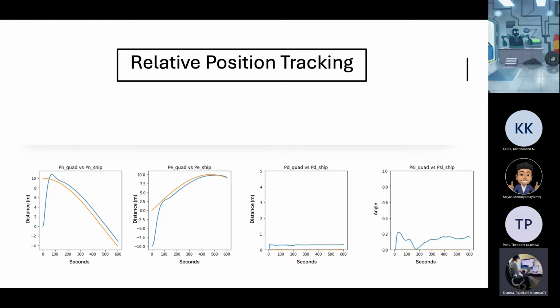These are the plots. The orange one is the ship plot, and the blue one is the quadrotor plot. In the north axis, the ship is starting from 10 and the quadrotor is at 0. In the east axis, the ship is starting from 0 and the quad is starting from -10. So the east axis and north axis are tracking well. But in the PD and psi plots there are errors of 0.2 and 0.3. So we are assuming the PD is 0 and psi is 0 for the ship.